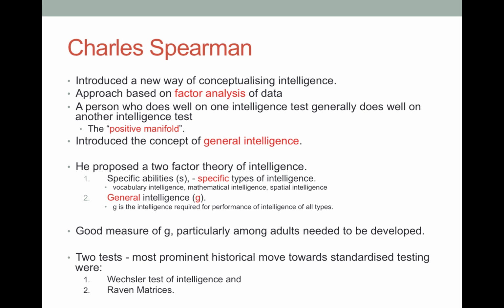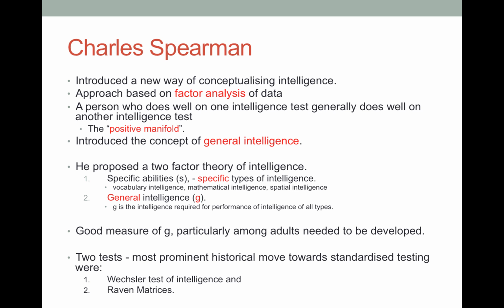He proposed a 2-factor theory of intelligence. The first factor of intelligence was specific abilities, or S, which is the name given to specific types of intelligence. So, vocabulary intelligence is a specific ability, mathematical intelligence is a specific ability, and spatial intelligence is also a specific ability. The second factor was what Spearman thought was underlying all the positive correlations, and this is general intelligence, or G. He argued that G was the intelligence required for performance on intelligence tests of all types.